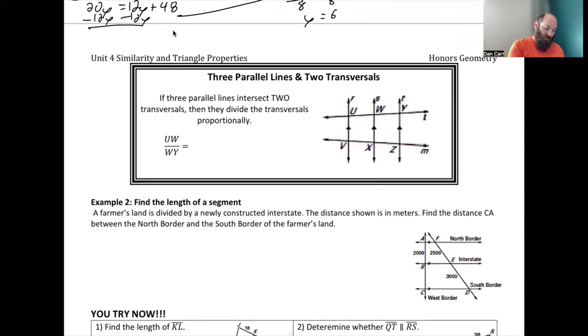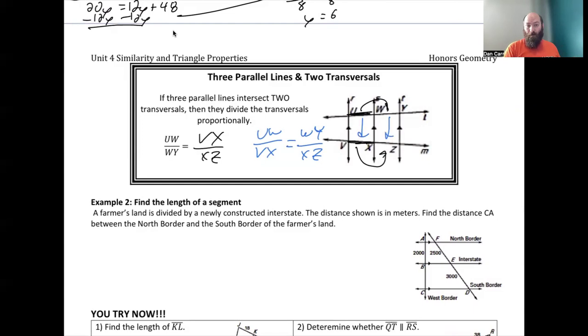So what that means is you've got UW over WY, so I could do this over this. Then I'm going to do the same thing from here to here. VX over XZ. But again, just like before, you can do a couple of them. You can go across each other. You could do it as UW divided by VX, and then that would be WY over XZ. So that's fine. So if you do that over that, that over that, that works as well.